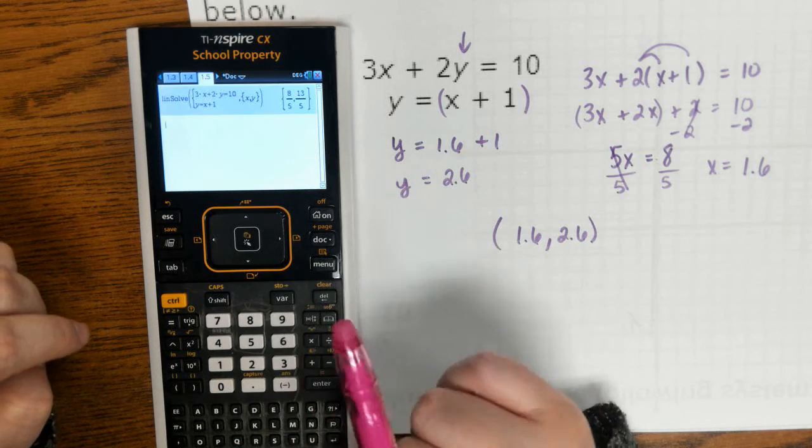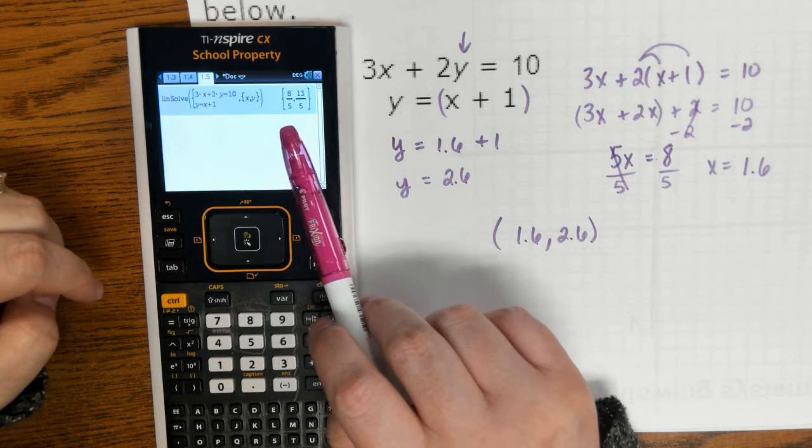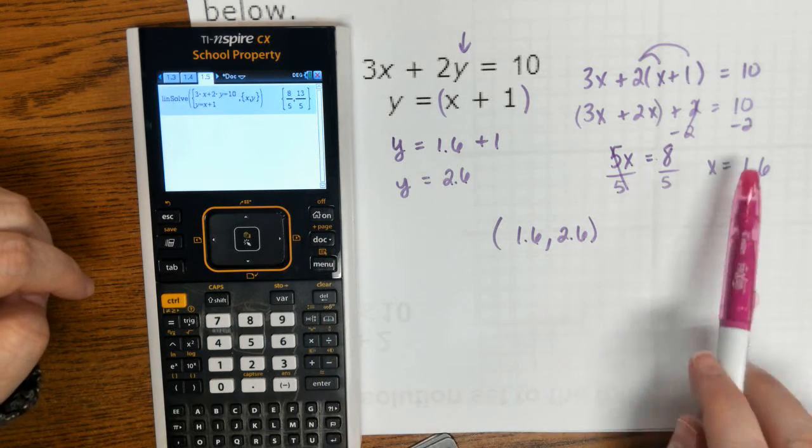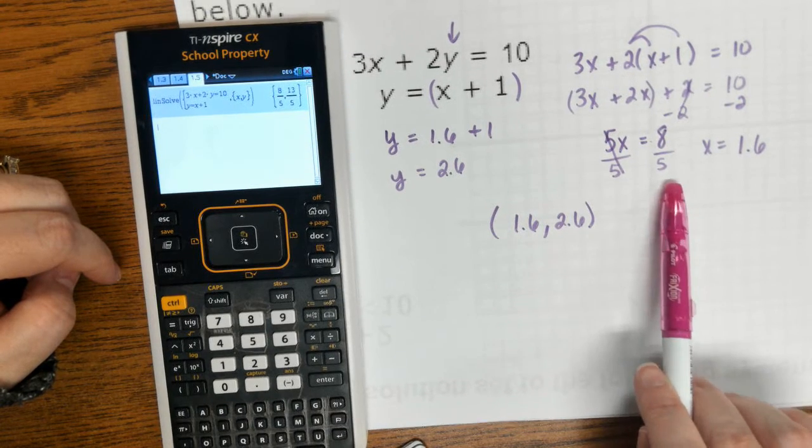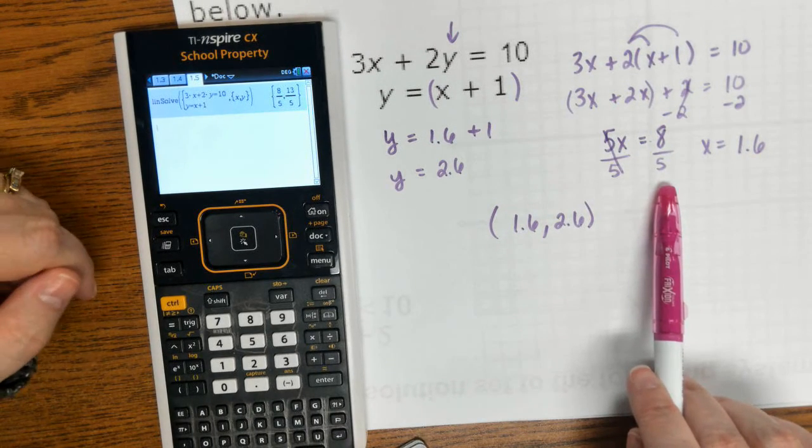and then we hit enter. And see how it says 8 over 5, 13 over 5? Well, remember, the 1.6 was 8 over 5, wasn't it? If I added 1 to that, I'm adding 5 over 5 to it.